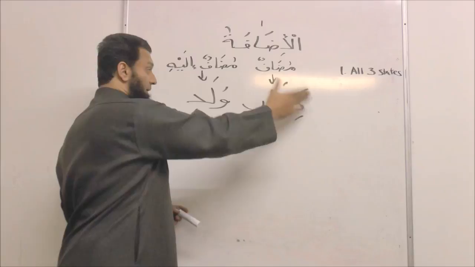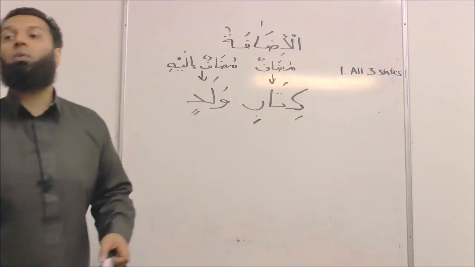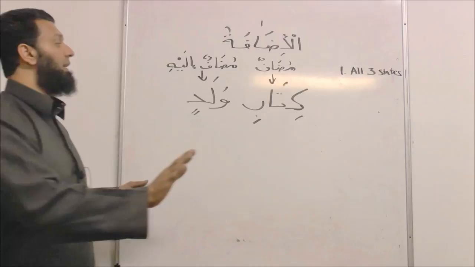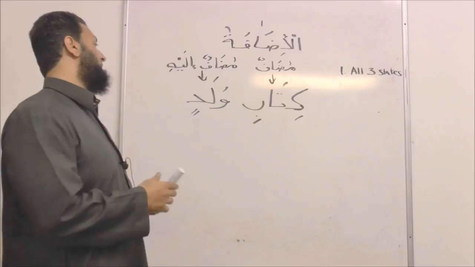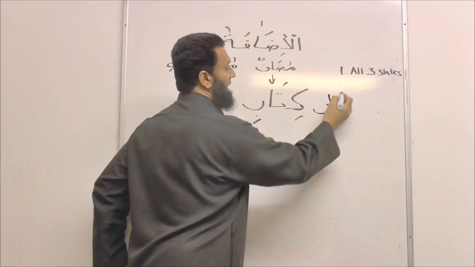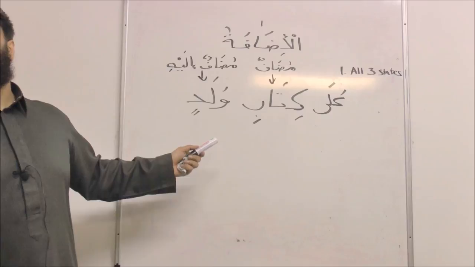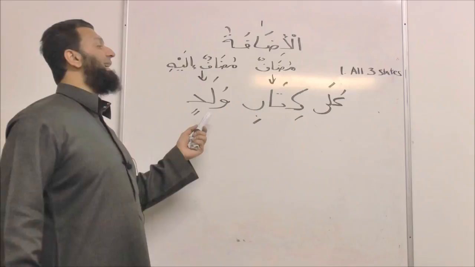Now, as we will learn, it's not only a harfu jar that can make an ismun majrurun. There are other types of words, but the point is that's what we've learned up to now. So give us an example of a harf jar. Ala. What does Ala mean? On. Ala kitabi waladin means on a boy's book.